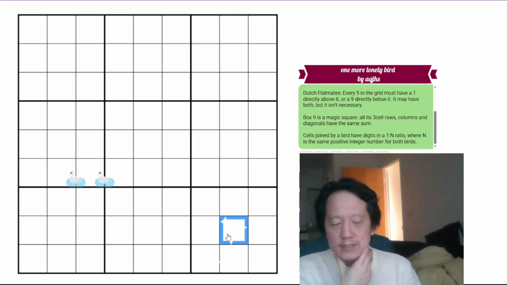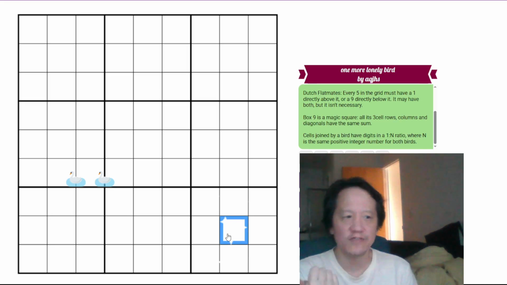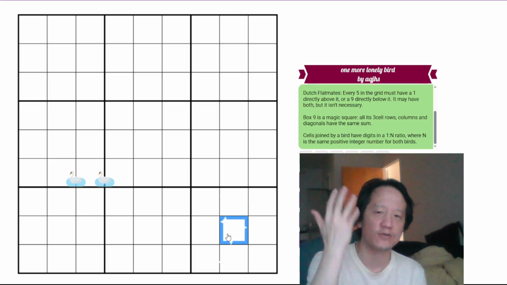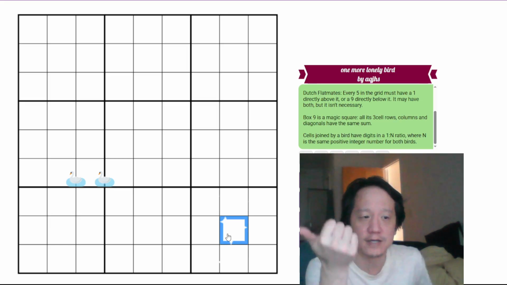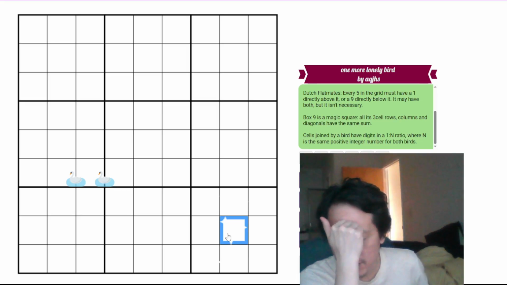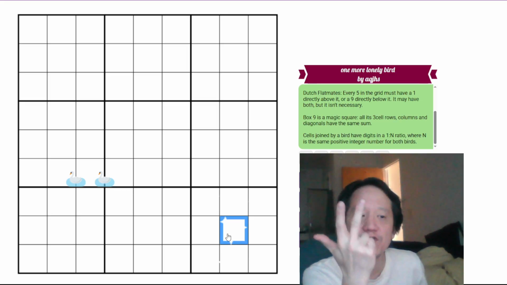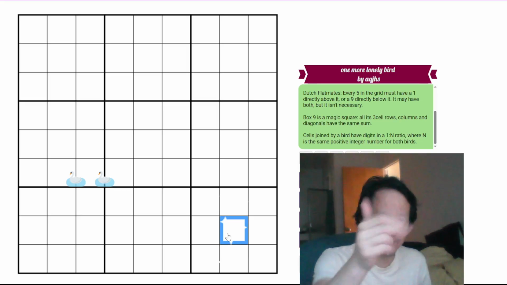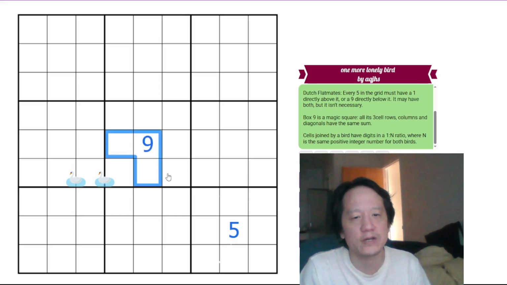The only digit that can work for that is 5. 5 can add up with 1 and 9, 2 and 8, 3 and 7, and 4 and 6 to add up to 15. Any other digit does not work. Try 6. 6 would have to be 1 and 8, 2 and 7, or 4 and 5. That's only 3 pairs. And 4 is the same problem, right? So this has to be a 5. That means 9 has to be in the middle, in the same position for box 5.